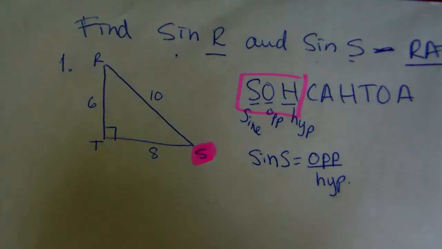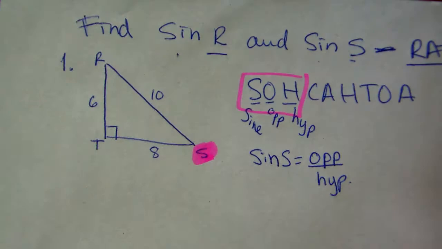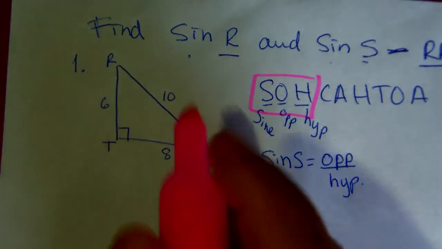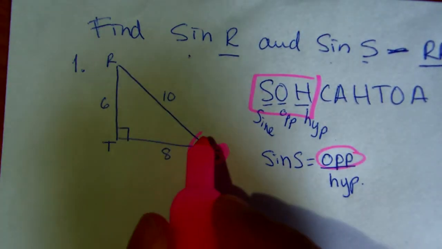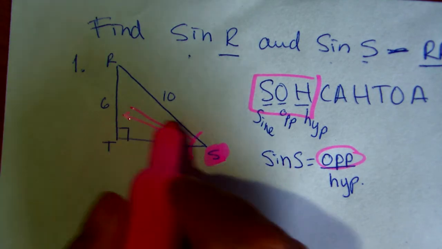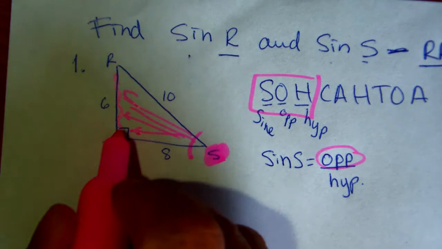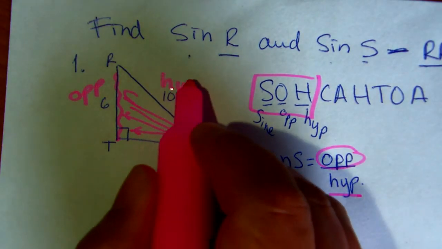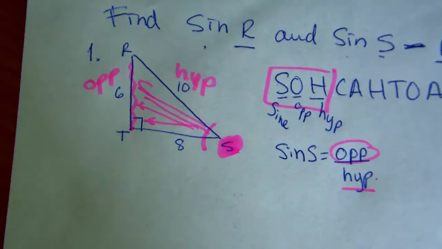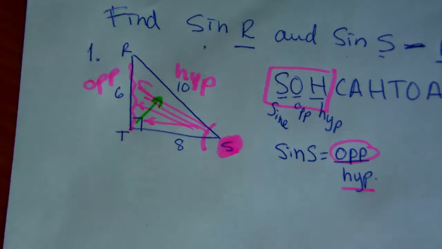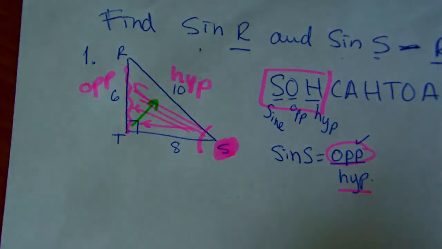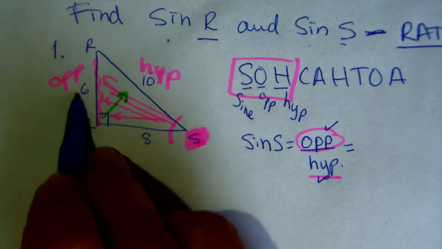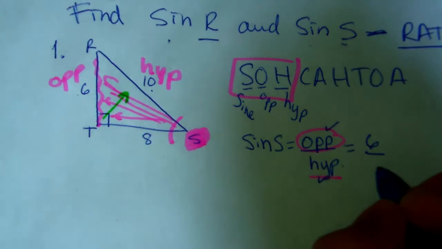So it means that if we need to find the ratio for angle S, this one right here, we need to label the sides based on angle S. So we need to identify the opposite. So in relation to angle S, what is the side that is across? It's this one right here. So this is your opposite. And of course the hypotenuse is this one right here, because it's the one that is across from the right angle. All right, so here you have the information for the opposite, and here you have the information for the hypotenuse. So the opposite is what? 6 right here over the hypotenuse, which is 10.